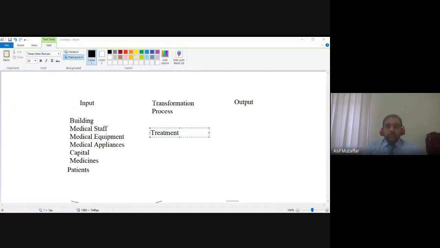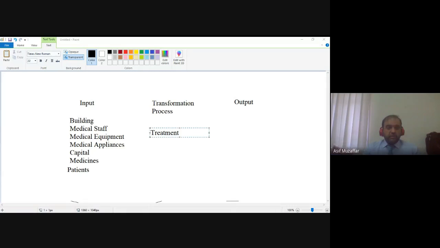Yeah, this is complex. Some will come for a child specialist. Someone will come for an operation of the kidney. Someone will come for heart surgery. Someone will come for an emergency. Someone will come by accident. So the transformation process of a hospital is complex.